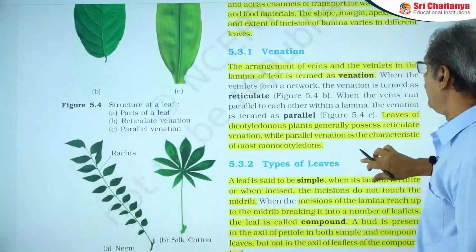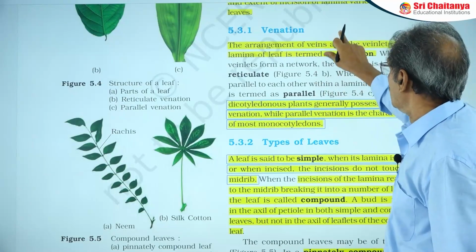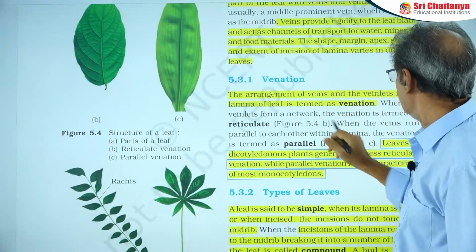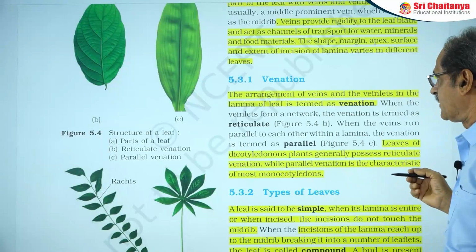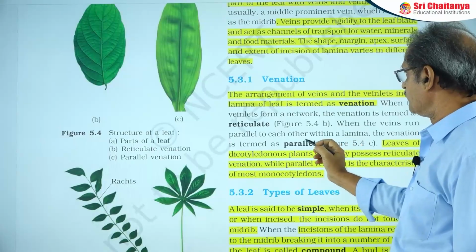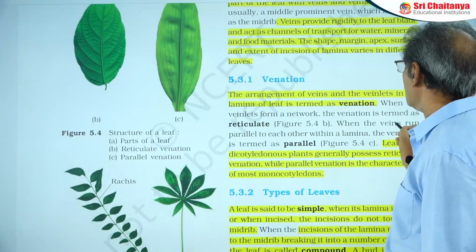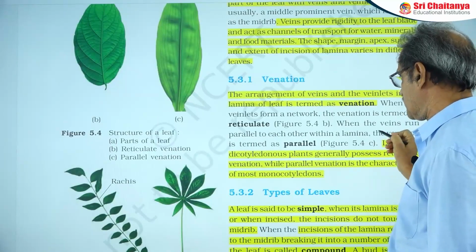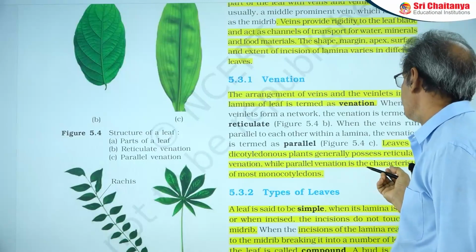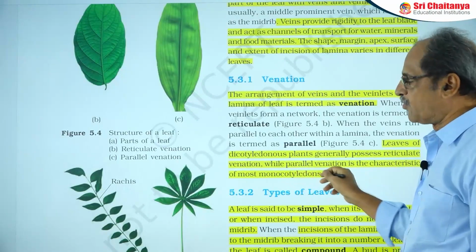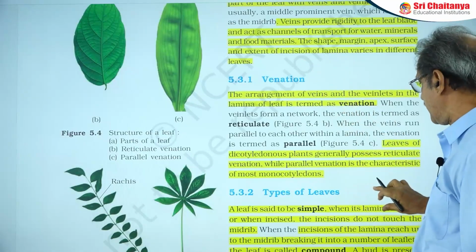And next one is venation, the arrangement of veins. Basically, you can see two types of venation here. One is reticulate venation, the second one is parallel venation. Reticulate venation is mainly present in the dicots, usually; of course there are some exceptions. Parallel venation is normally found in most of the monocots. Of course, exceptions are there here also. Those are the two types of venation.